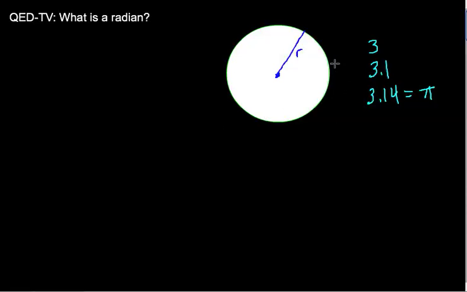And it doesn't matter what kind of circle you have. If you have a much bigger circle, you're going to have a bigger r, and it's still going to be just a little over 3 of the diameters to go all the way around, or just a little over 6 of the radians to go all the way around.